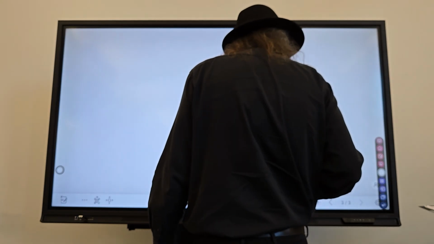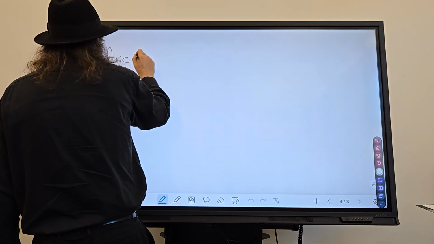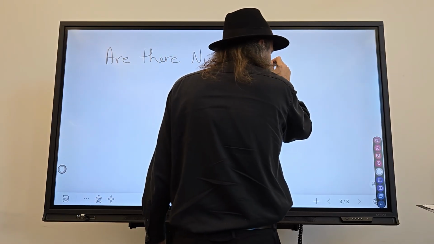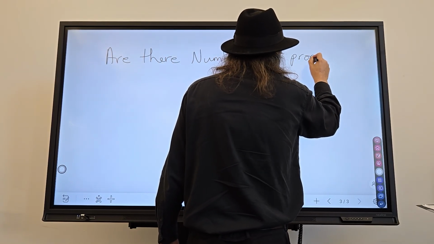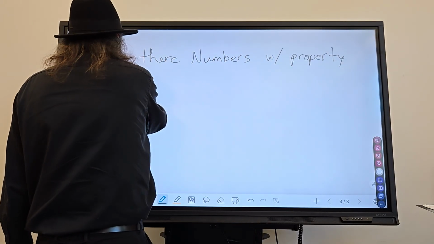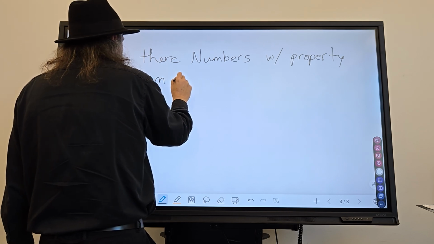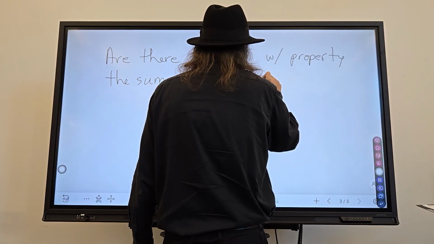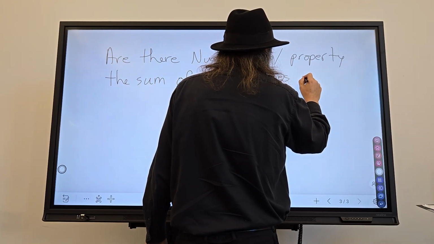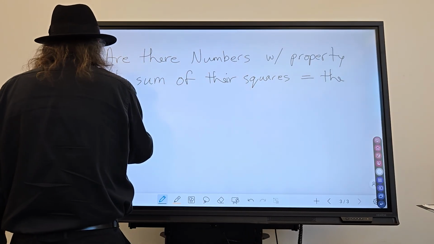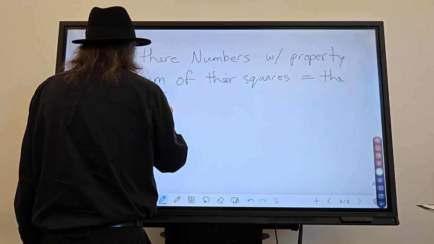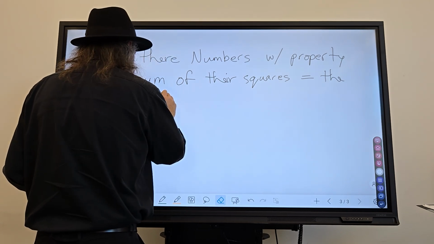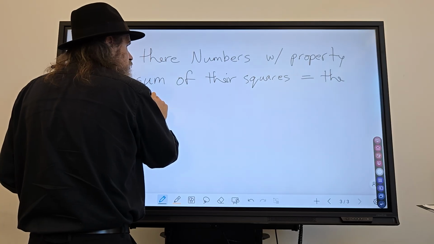Let's see here. Are there numbers with the property: the sum of their squares equals the sum squared? The sum squared.